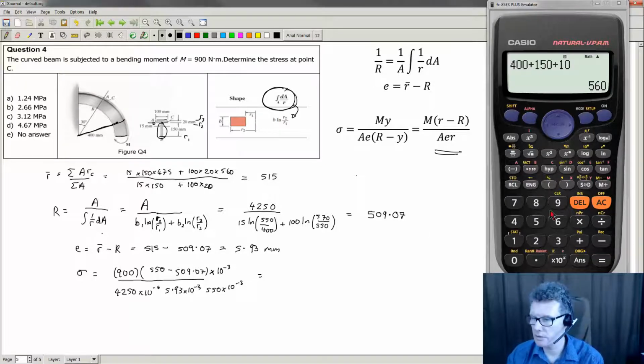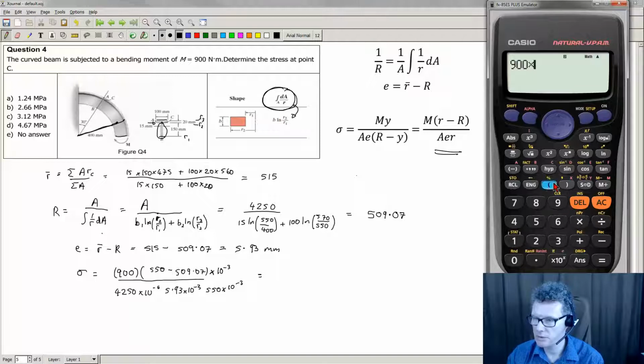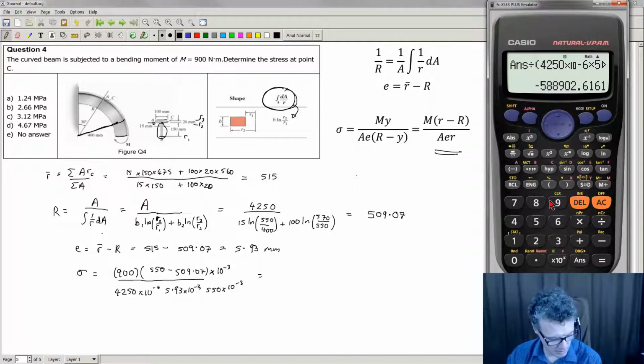So what value do I get for that? So I've got 900 times 550, take away 509, divided by 450 to minus 6 times 5.93 to minus 3 times 550 to the minus 3. And I don't get the right answer. What have I done wrong?